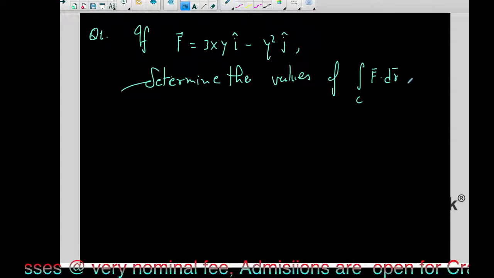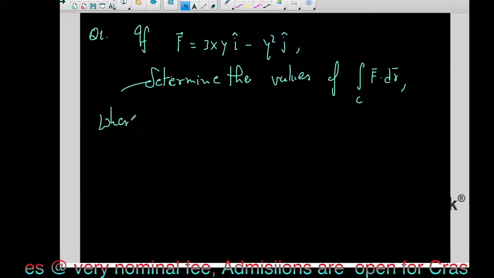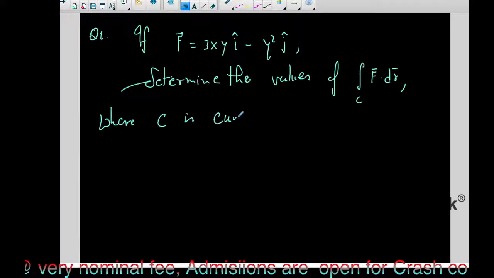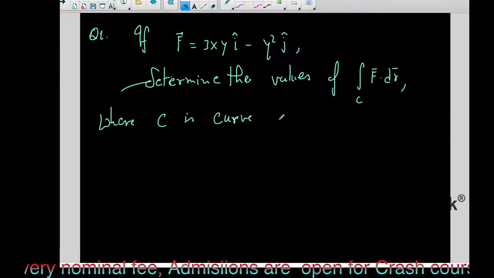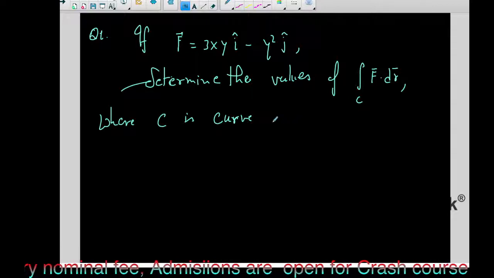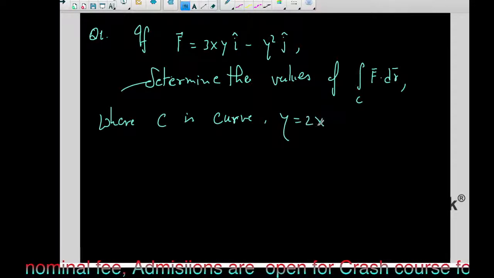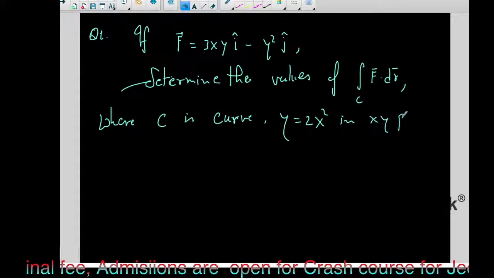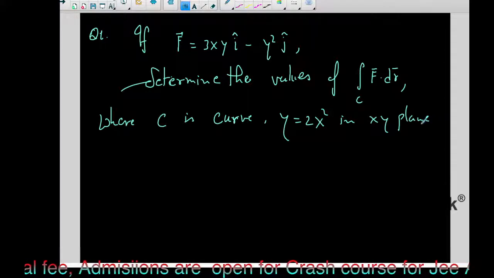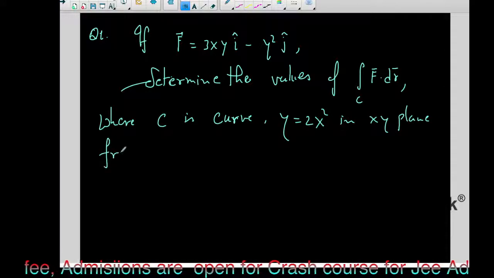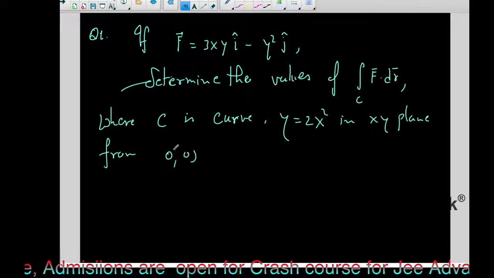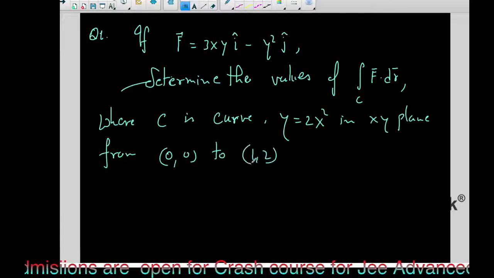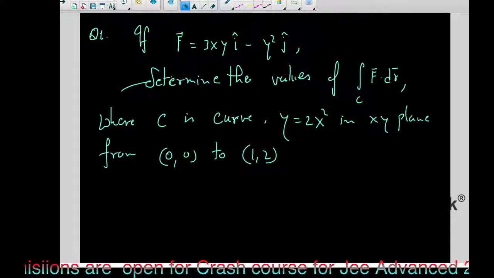where c is the curve. Look here, this c is a parabolic curve, y equal to 2x square in the xy plane, from the point 0, 0 to, I am considering only 2 dimensions, 1, 2. So what do you think about this? How to tackle this?